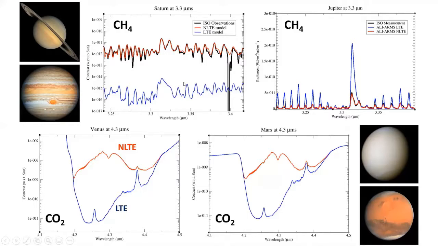For the Saturn and Jupiter cases, our non-LTE simulations in red reproduce observations taken by the Infrared Space Observatory in black. And so we have a very nice fit to the data. While assuming LTE throughout the atmosphere either underpredicts by about a factor of 1,000 in the case for Saturn, or overpredicts observations by about a factor of 4 in the case for Jupiter. And we see similar discrepancies on Mars and Venus as well for the CO2 bands.